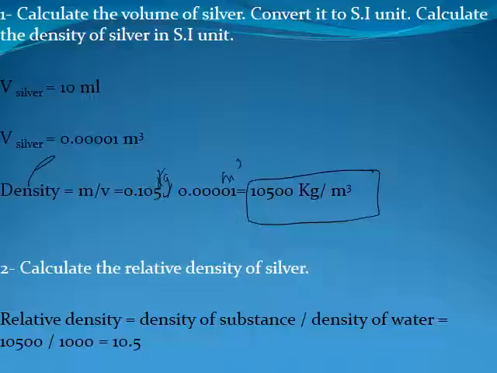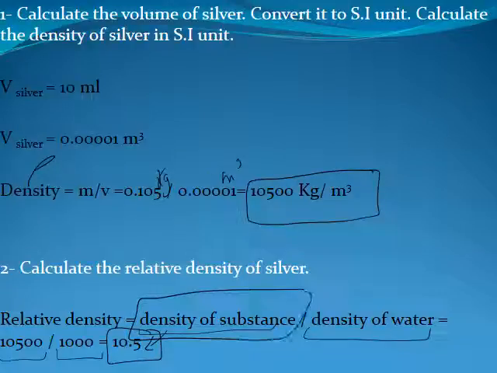Moving to the relative density. What is the relative density? It's density of the substance over density of water. 10,500 kilogram per meter cube divided by density of water 1,000 kilogram per meter cube, so it will be 10.5. Pay attention here: relative density should be without a unit. 10.5 alone without a unit. And in order to be without a unit, density of substance and density of water should be expressed in the same unit.